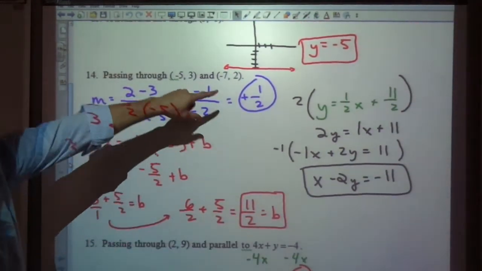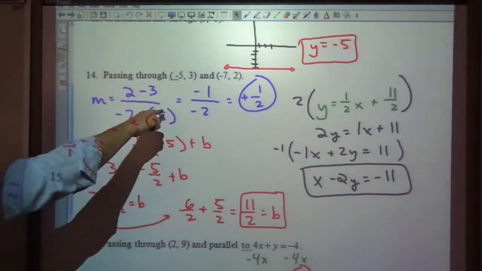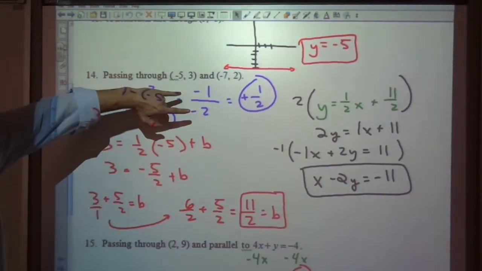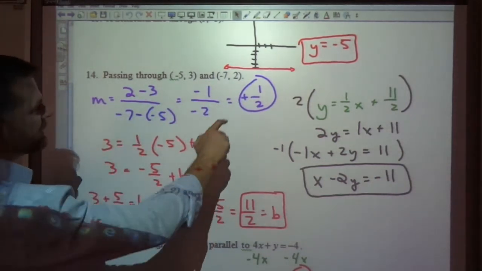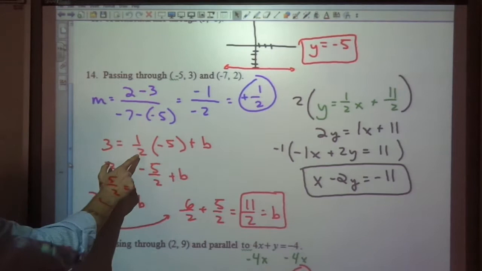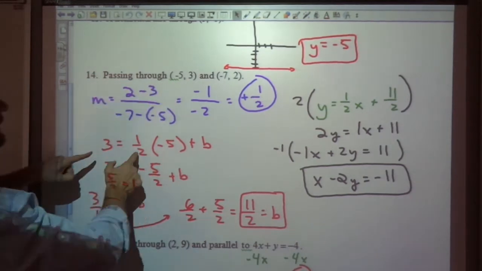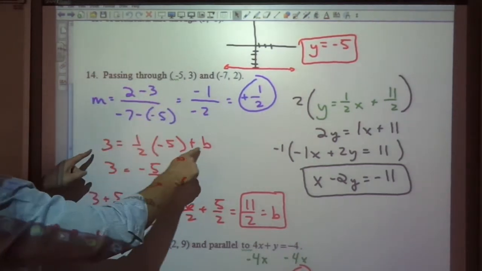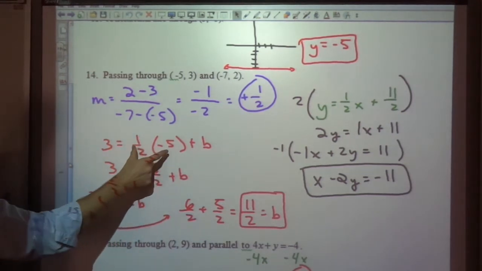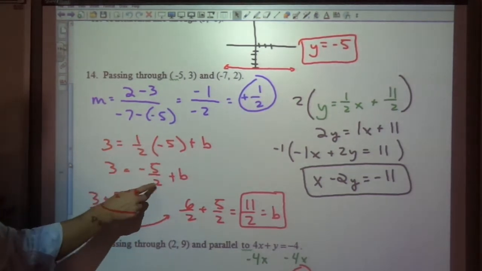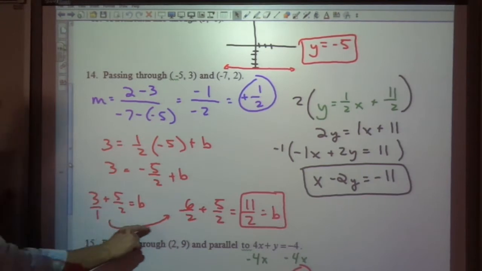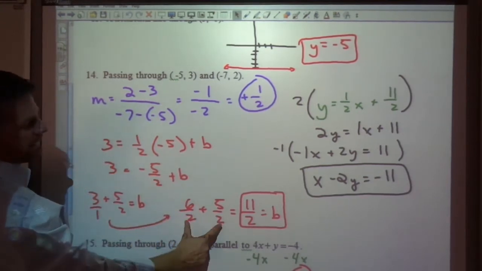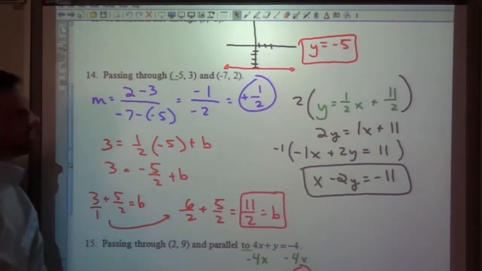Number 14, it goes through these points. So y2 minus y1 over x2 minus x1. Make sure when you have a negative divided by negative that is positive 1/2. Then I'll use this slope in the equation here, y minus 3 equals mx plus b. Then I multiply these, which is just 5 over 2. And then I need to add this to the other side, so 3 over 1 plus 5 over 2. I change the 3 over 1 to get a common denominator. I change that to 6 over 2. 6 over 2 plus 5 over 2 is 11 over 2.